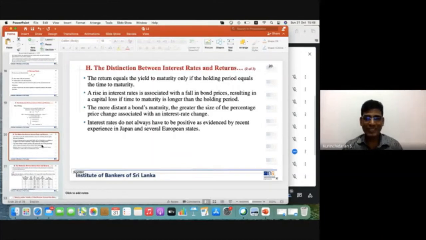If you read the essence of this idea, you could understand it if you are clear on the calculation especially. But even without that, if your concept is clear, you will reach this finding and conclusion: the return equals the yield to maturity only if the holding period equals the time to maturity.